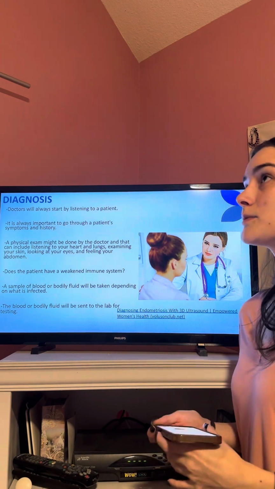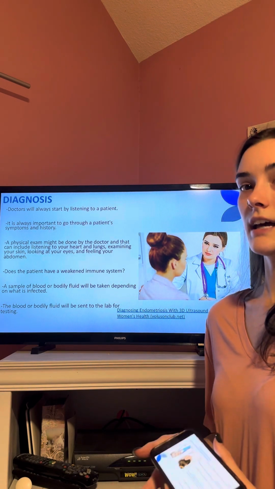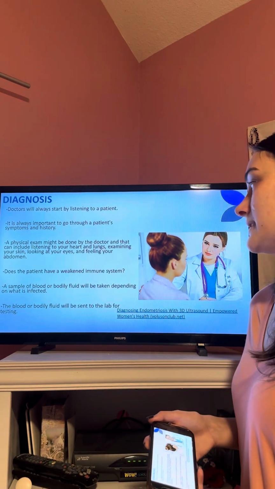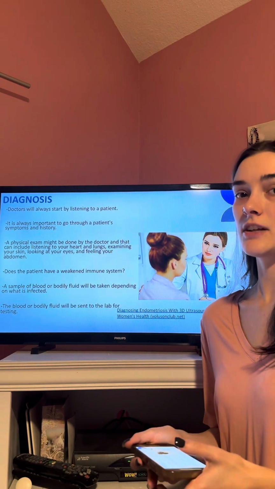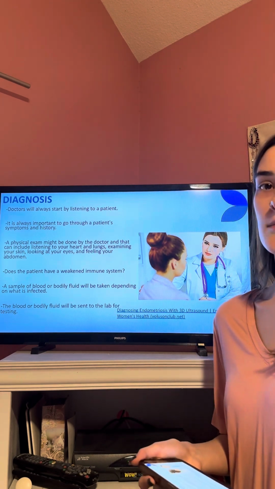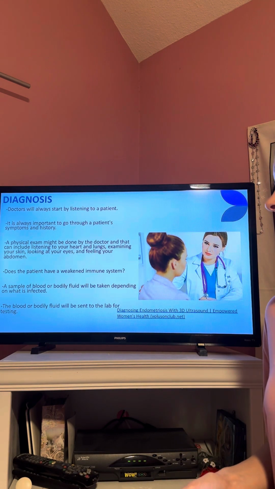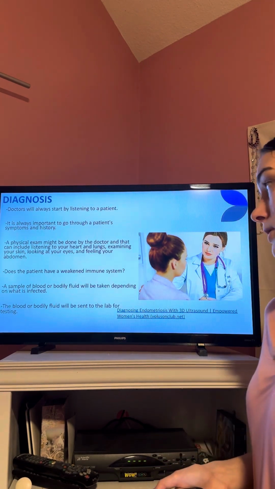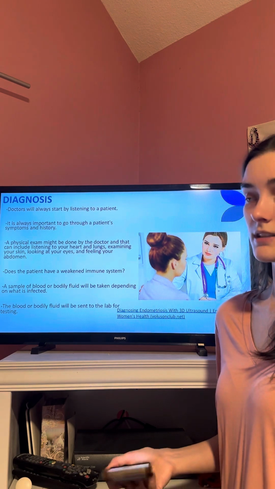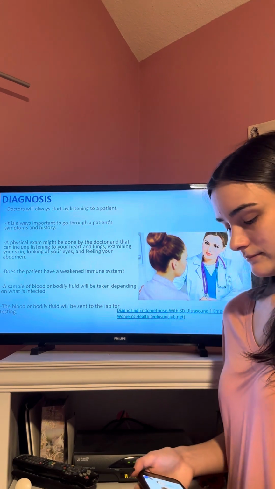And one of the most important questions when looking for an infection is whether or not the patient has a weakened immune system? Because if they see that the patient is a burn patient, then they should automatically think, oh, I need to test them for this bacteria. To diagnose a patient, a sample of blood or bodily fluid will be taken depending on what body part is infected. The blood or body fluid will be sent to the lab for testing.